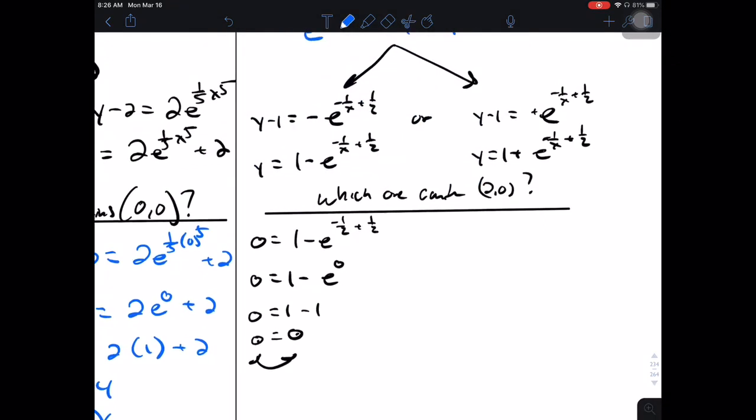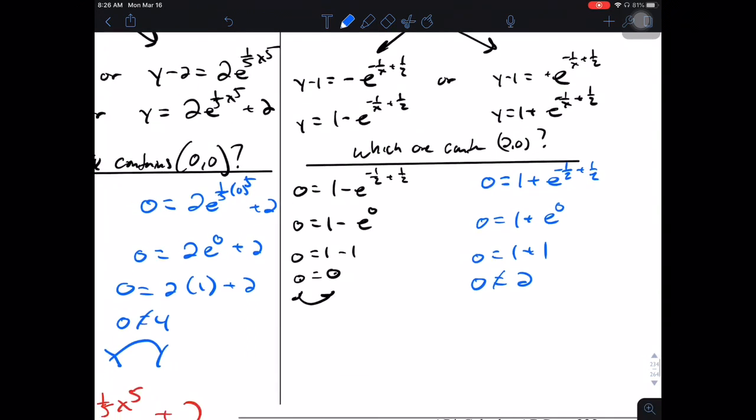Let's try this other one just to make sure. 0 equals 1 plus e to the negative 1 over 2 plus a half. That's going to get 0 equals 2, which is not true. Therefore, f of x equals 1 minus e to the negative 1 over x plus a half.